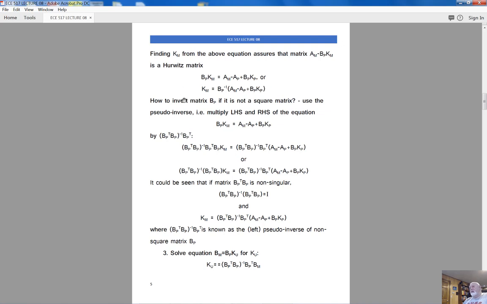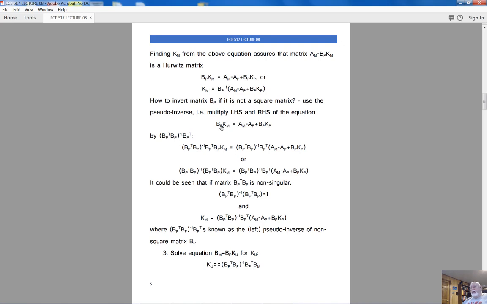But you know what? Matrix BP is not necessarily a square matrix. It helps when it is a square matrix. What if it is not a square matrix? In this case, the pseudo-inverse should be used. How to use the pseudo-inverse?